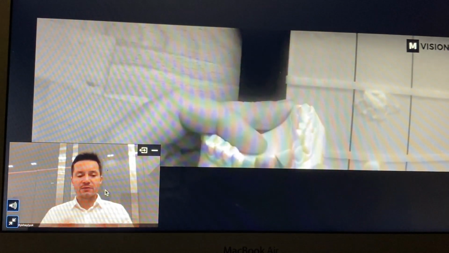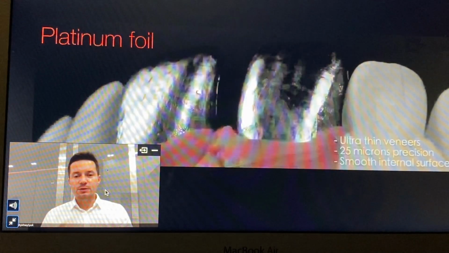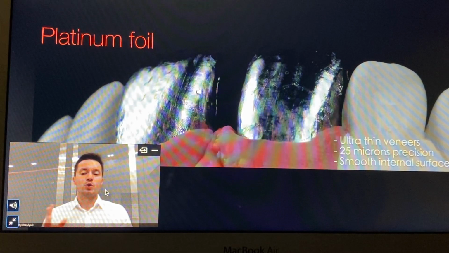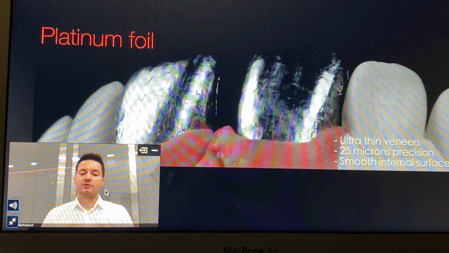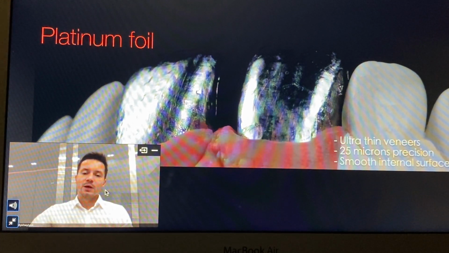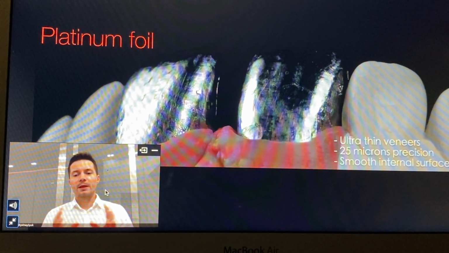So which are the 3 benefits? First of all, the possibility to have ultra thin veneers. The precision of those veneers is 25 microns. Why 25? Because the thickness of the platinum foil is about 25 microns. Plus, when they remove the platinum foil from the internal surface of the ceramic restoration, it looks really nice and smooth. So this is what I receive as a clinician from the lab.